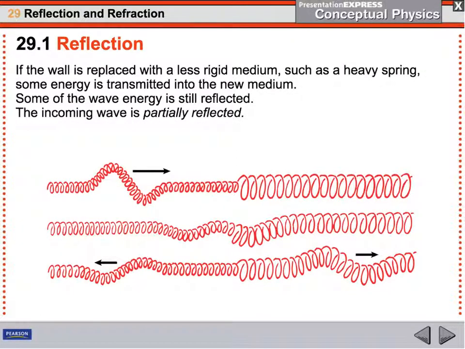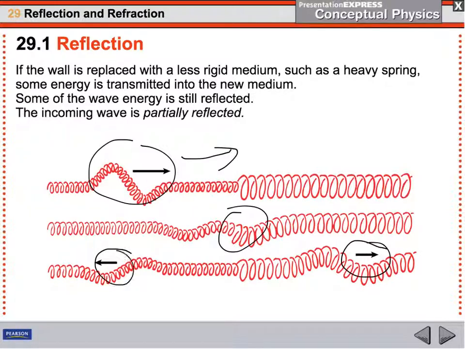If the wall was replaced with a less rigid medium, such as a heavy spring, some energy is transmitted into the new medium. Some of the wave is still reflected. The incoming wave is partially reflected. So as this wave right here travels down, it hits the other wave, and if you look, some of the wave travels into here, and part of it is reflected back.